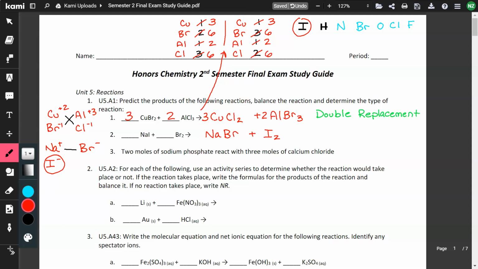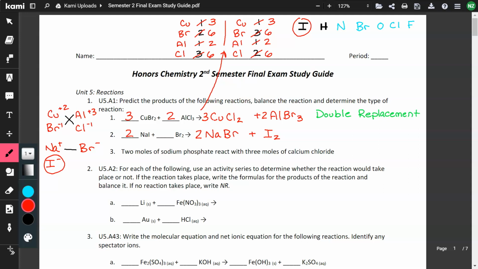This one's relatively easy to balance. So I know that I have 2 iodines on the right side, so I'm going to need 2 on the left. If I put a 2 there, that 2 goes to the sodium and the iodine. And to balance that out, I'm going to throw a 2 here. The 2 will clear out my 2 sodiums, and then I have 2 bromines and 2 bromines. Okay, that one was relatively easy. You could make a table every time, just to be sure, but that one I was able to eyeball.